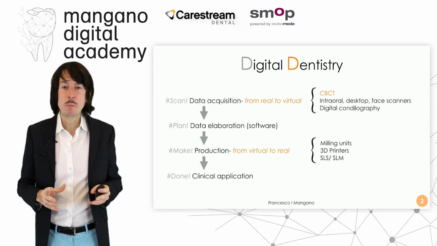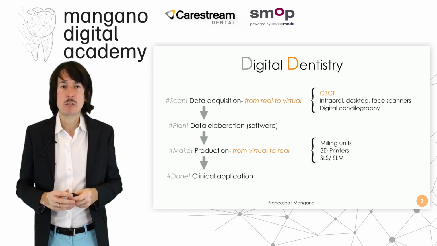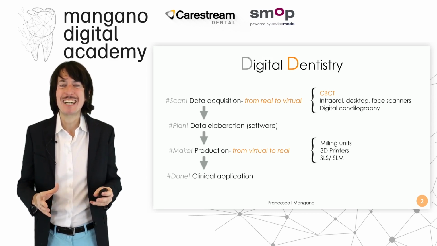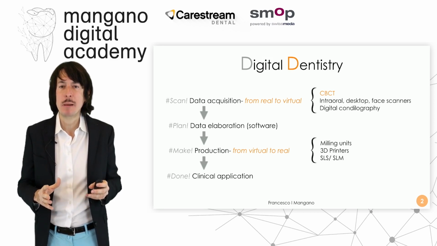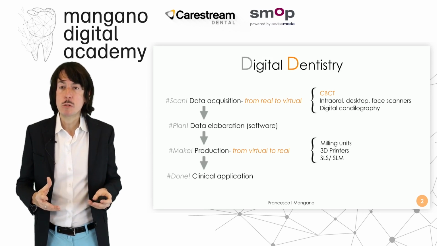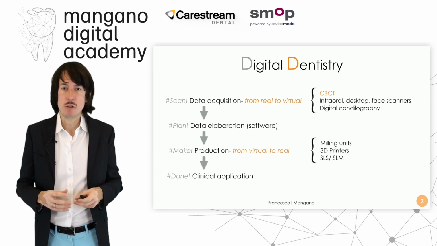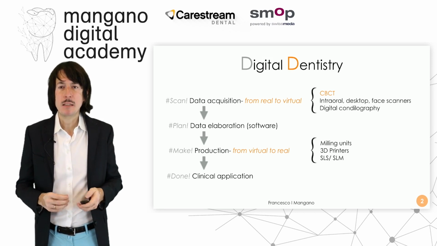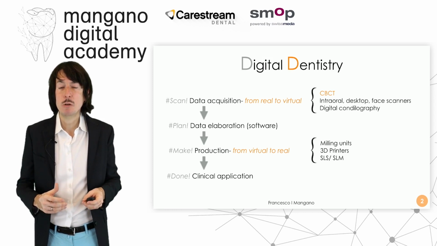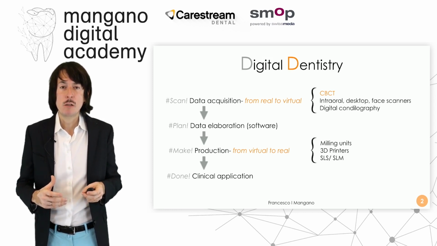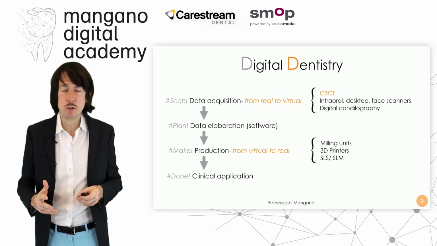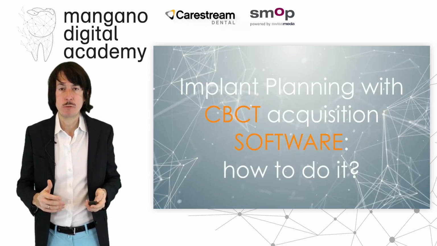Now, in this second part of the Essentials of Digital Dentistry, we will talk about the software, we will talk about the data elaboration, the second phase, the plan phase. After this phase, of course, we have the make, we produce something, and then we have the clinical application. So let's go through the planning, that is essential, of course, in digital dentistry. Let's go to the software, and in particular to the software of the cone beam computed tomography. That is a very valuable visualization tool and also very valuable for planning, of course.